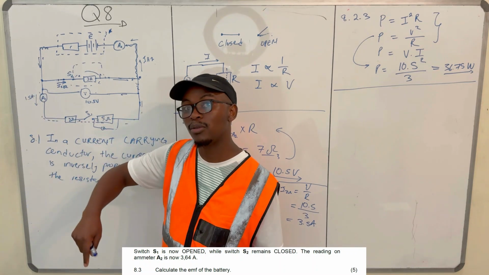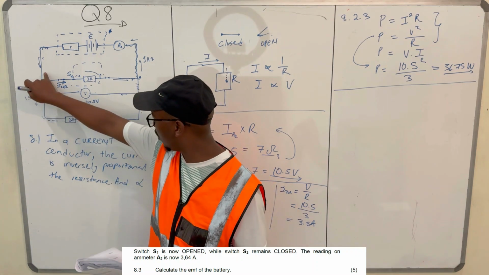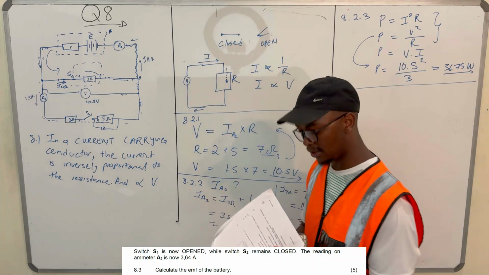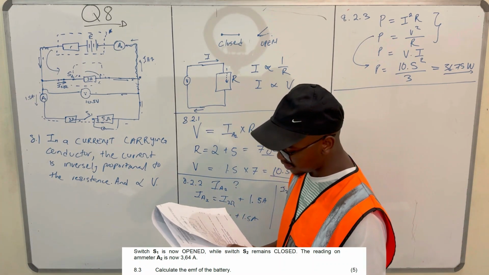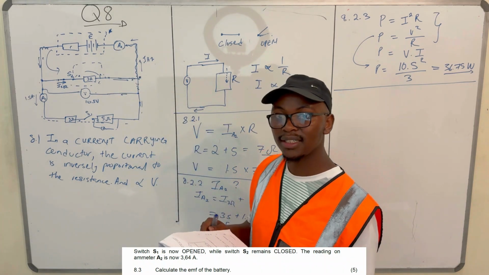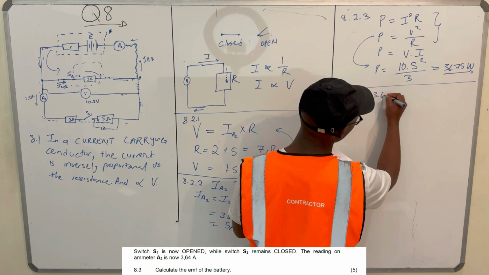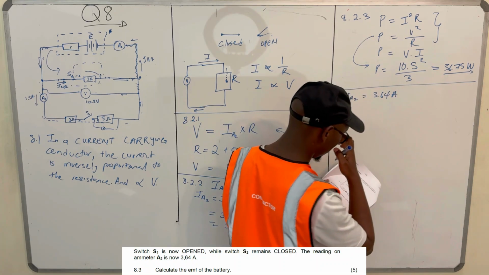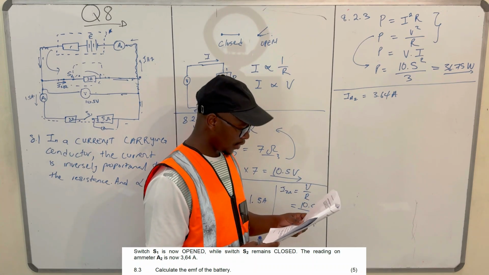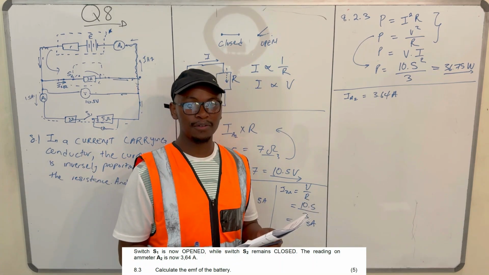Why would I go there? Why would I drive my car there when I know the bridge is collapsed? Okay, so it doesn't go there, all of it goes through this side. So we can already know that the current flows that side. Okay. Now they're asking us to calculate the EMF of the battery. They also mentioned that the reading on A2 now changed. The reading on A2 is now 3.64 amps. Okay. Now the reading is 3.64 amps, and we're meant to calculate the EMF of the battery.